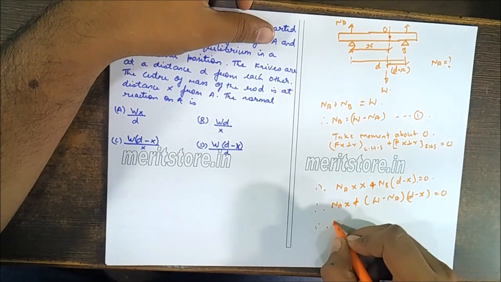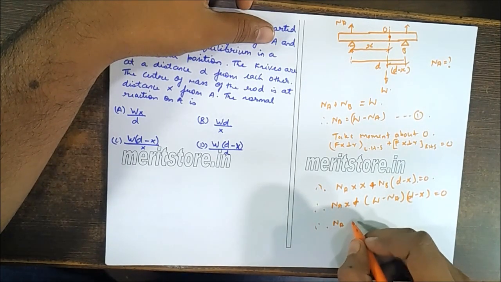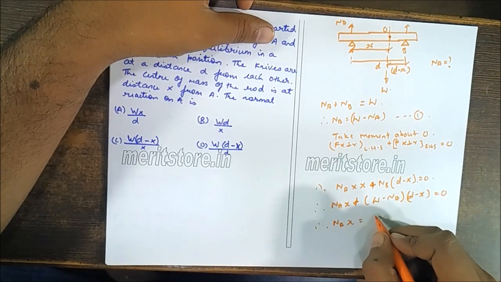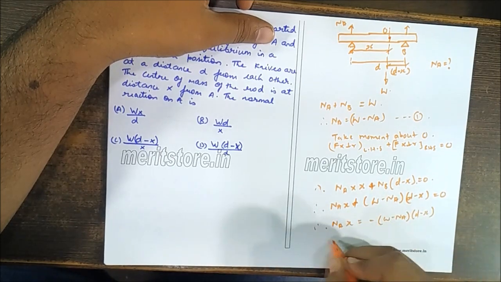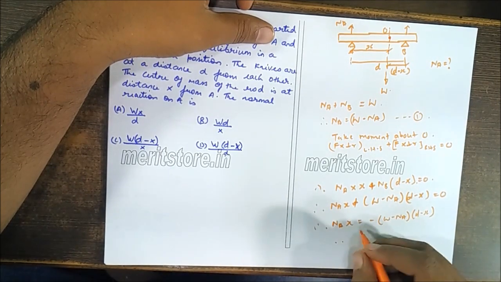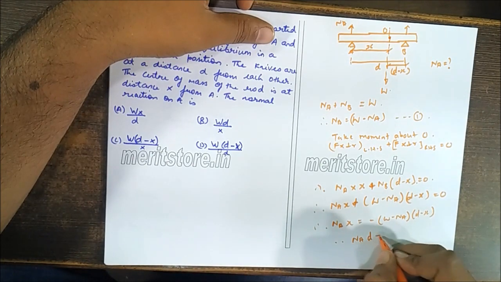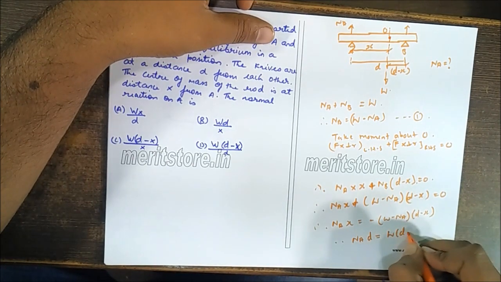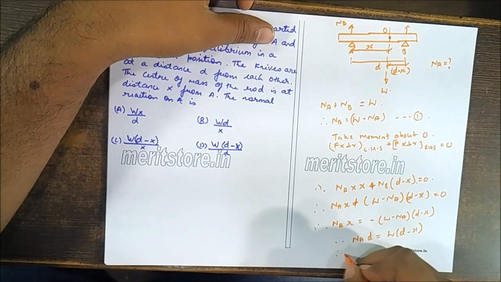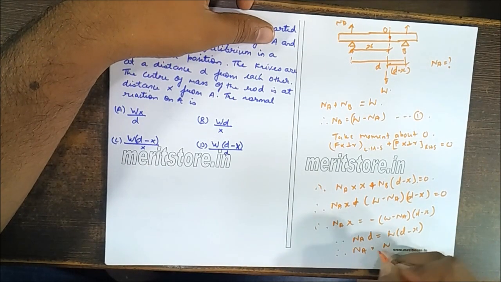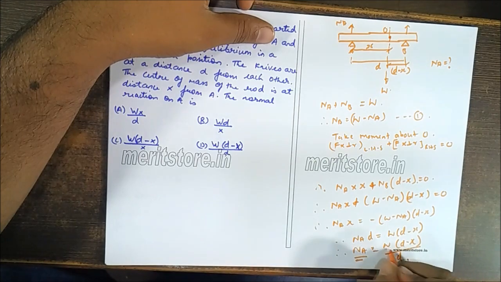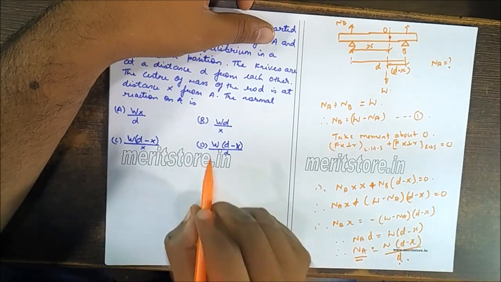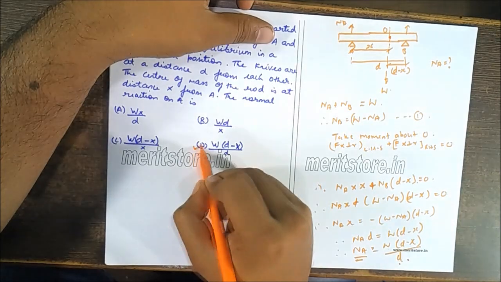Therefore NA into X equals minus of W minus NA into D minus X. On simplification, lastly I get NA into D equals W into D minus X. Therefore NA equals W into D minus X upon D. So the normal reaction at A is W into D minus X upon D. The option is D.